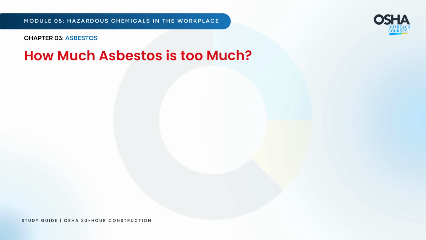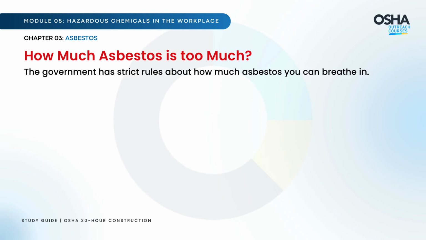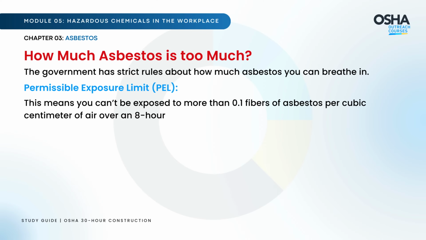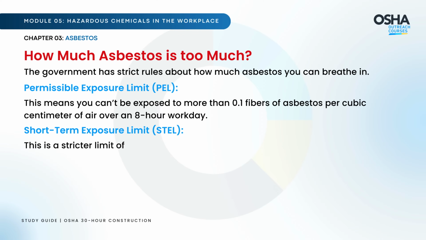Well, how much asbestos is too much? The government has strict rules about how much asbestos you can breathe in. Permissible Exposure Limit, PEL. This means you can't be exposed to more than 0.1 fibers of asbestos per cubic centimeter of air over an 8-hour workday. Short-Term Exposure Limit, STL. This is a stricter limit of 1 fiber per cubic centimeter for any 30-minute period.